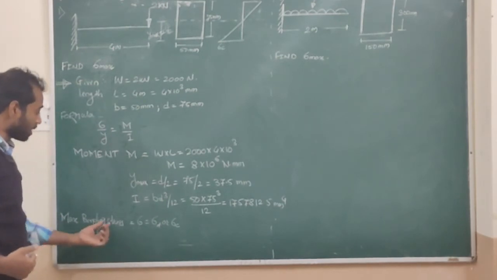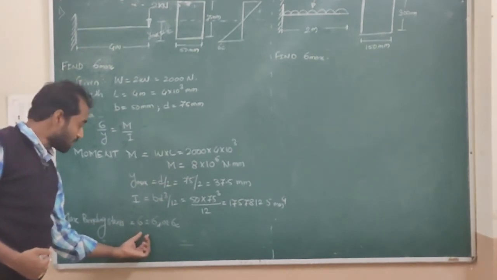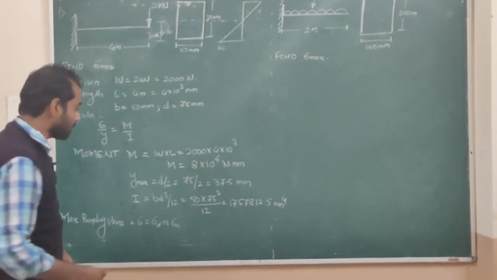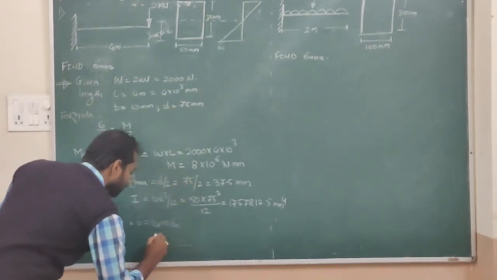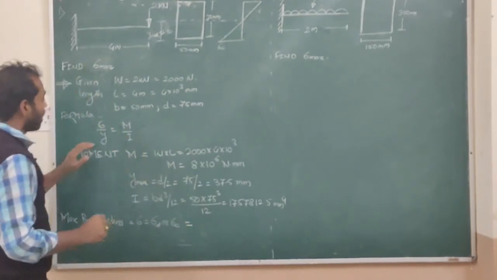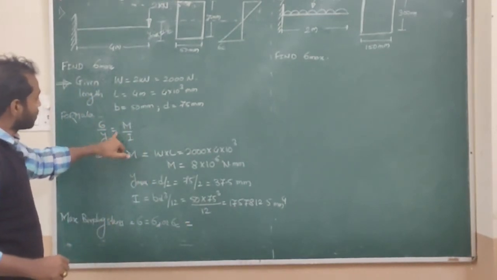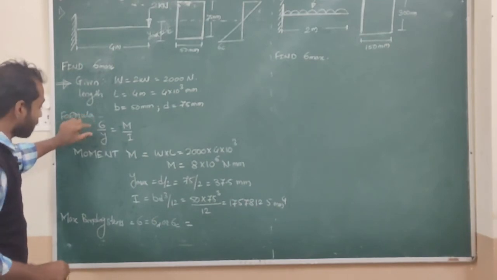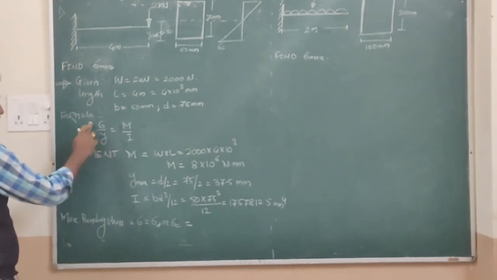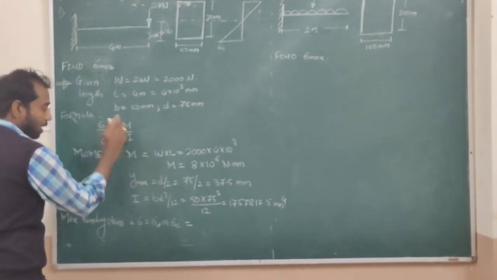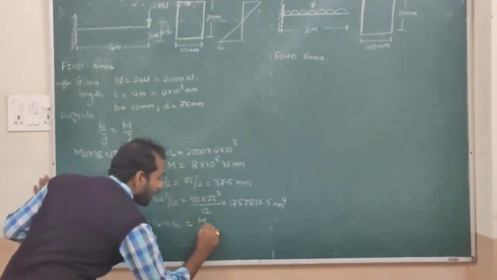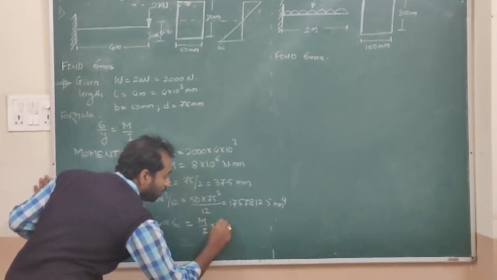तो हम ऐसे कह सकते हैं कि बेंडिंग स्ट्रेस सिग्मा इज इक्वल्स टू सिग्मा टी और सिग्मा सी, दोनों की वैल्यू सेम रहने वाली है. And for this you need to use the simple formula, that is sigma by y is equals to M by I. Now when you find the value of sigma max, then in this case it will be M by I into y.